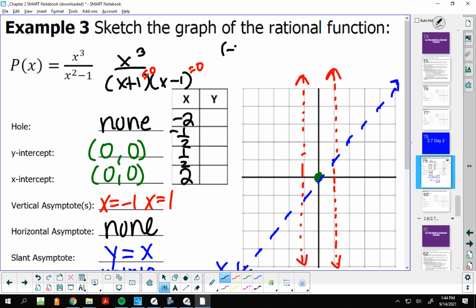So we have -2 cubed over -2 squared minus 1. You don't have to show this work if you're able to do it in your head, but sometimes it's easy to make mistakes if you don't write it down. So that's up to you. So we have -8 over 4 minus 1, which is 3.